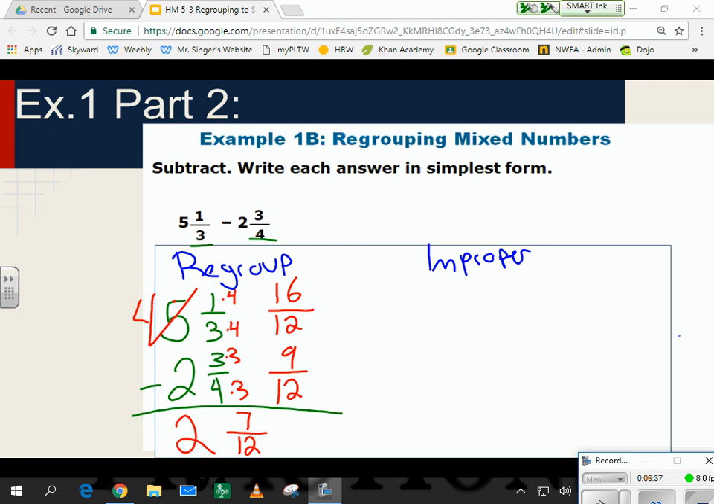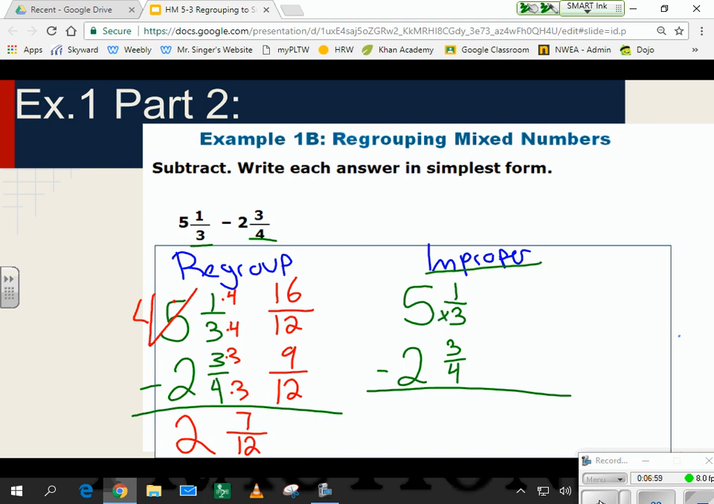So we're going to pick up here kind of where we left off. So we had 5 1/3 minus 2 3/4. You still have the fraction set up that way. Now before you do this method, you still need a common denominator, but we're going to do that afterwards. So the first thing we have to do is make these improper fractions. So remember, 5 times 3 plus 1. So 15 plus 1 is 16 over 3. For the bottom number, 4 times 2 is 8, plus 3 is 11. So we have 11/4.